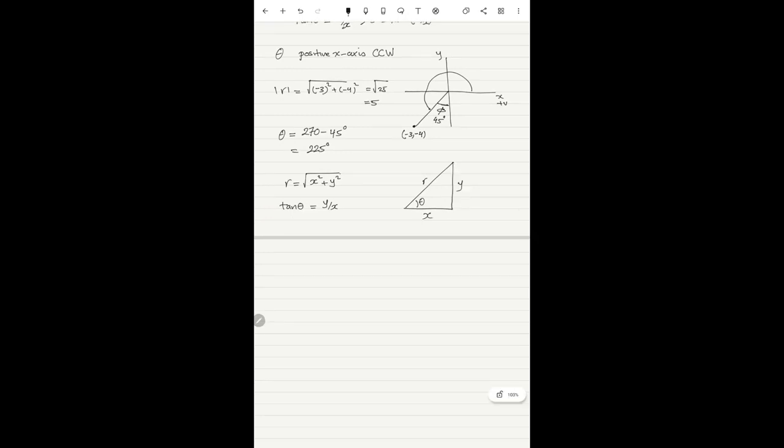Cosine theta equals x over r. In this case, x equals r cosine theta. And sine theta equals y over r, in this case y equals r sine theta. And remember, these equations are used to transform from polar to Cartesian coordinates. Let's see an example.